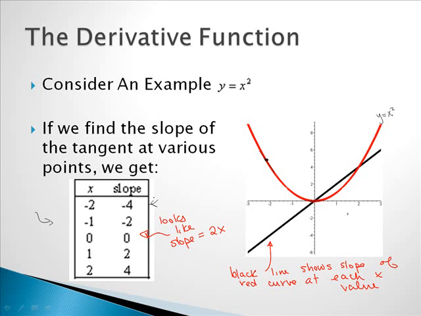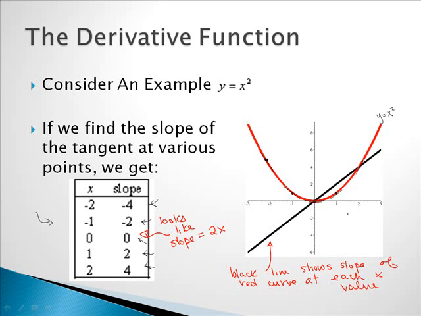If we then tried to find the slope of the tangent at the point -1, again, either numerically or graphically, we'd end up with a slope of -2. If we tried to find the slope at x equals 0, it's pretty clear from the diagram it's a horizontal tangent, so we're going to get a slope of 0. If we try to find the slope at 1, we're going to end up with a slope of 2. And if we tried to find the slope at 2, we would end up with a slope of 4.